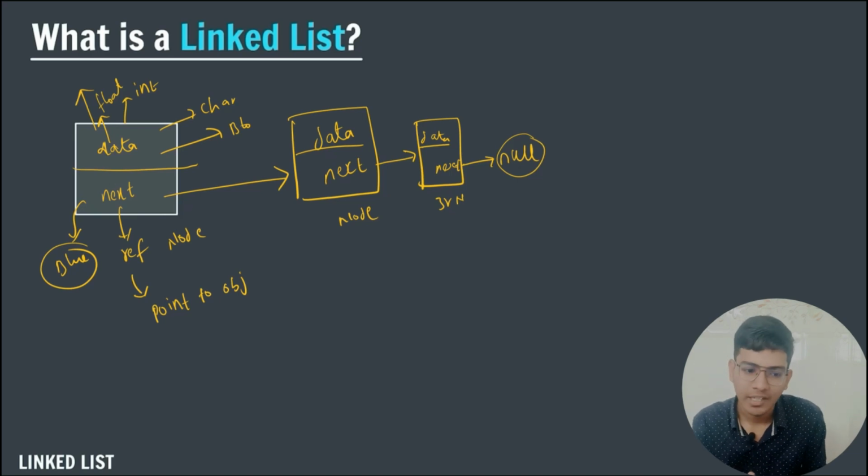So we know the blueprint. What is the blueprint here? A data type and a reference variable. That's all. Now let us create our class.